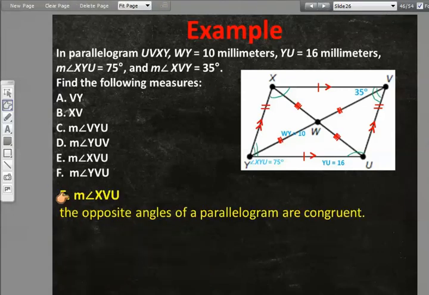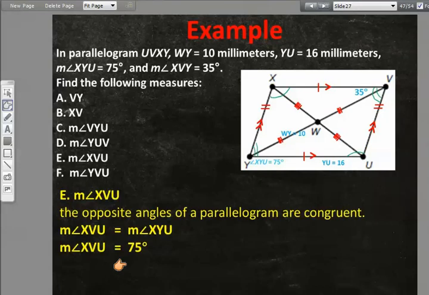Okay, the measure of XVU, let's find XVU. We know that whole angle is 75 degrees. We know this part of it's 35, but we know the whole thing is 75 because opposite angles are congruent. So I just told you the answer. Plain as day. We know that XVU equals XYU. The measure of XVU then is 75 degrees.